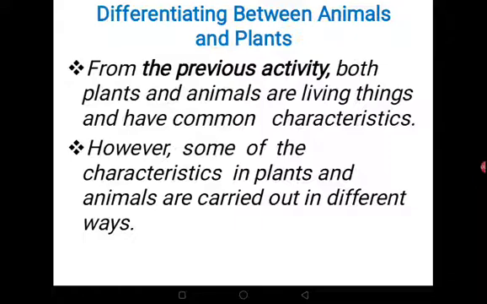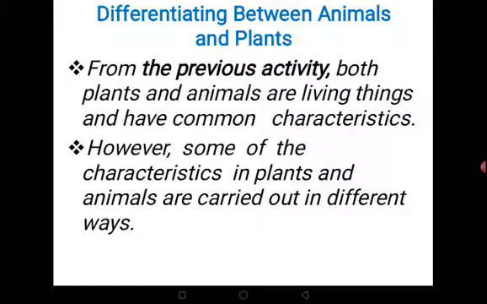When you look at the animals and plants, you realize that there is a slight difference in the way that they perform these different life processes. By the way, which life processes do you remember? We looked at which life processes? We looked at respiration, nutrition, excretion, irritability, and many other life processes. There are about 7 of them.